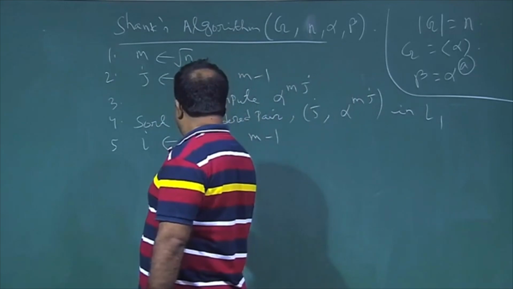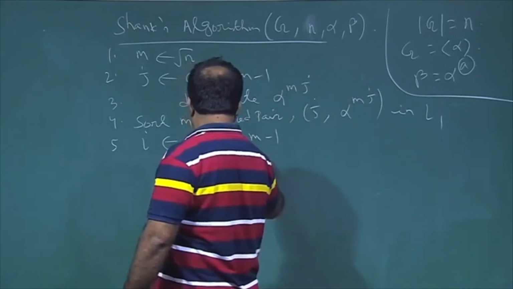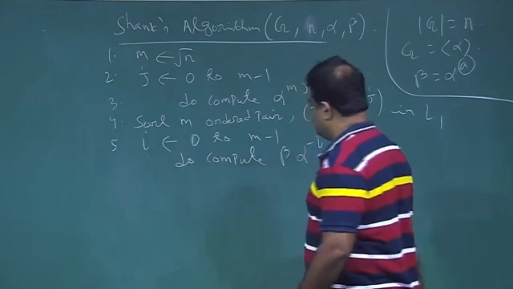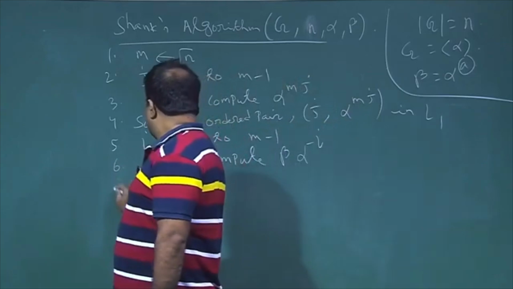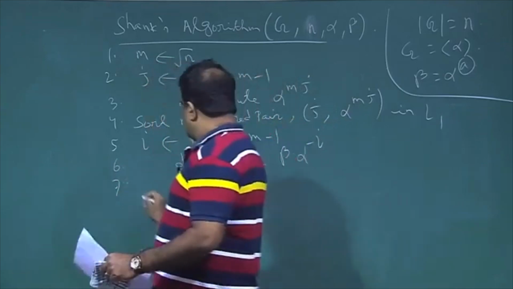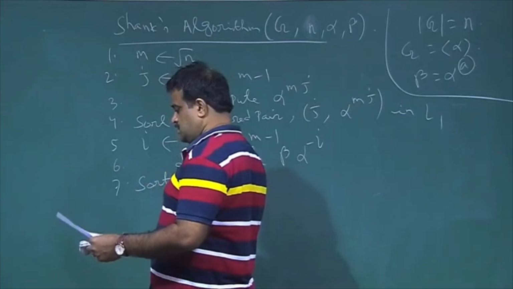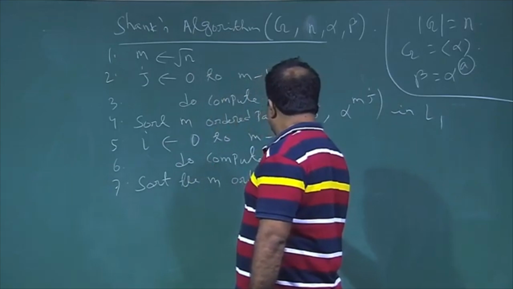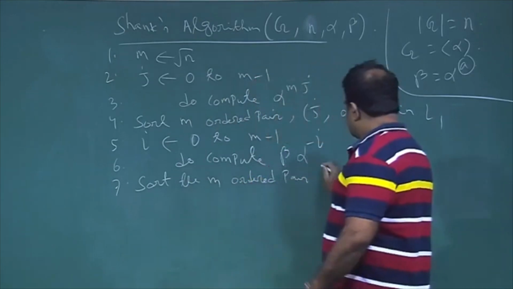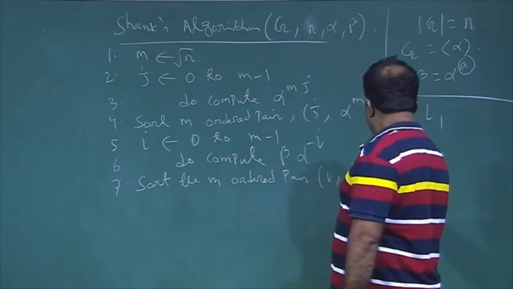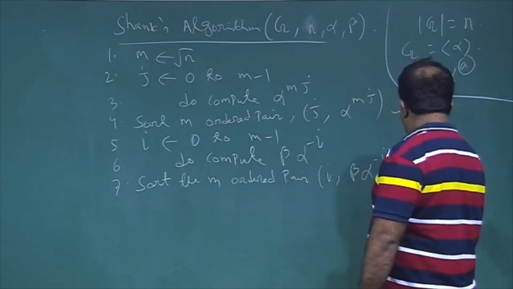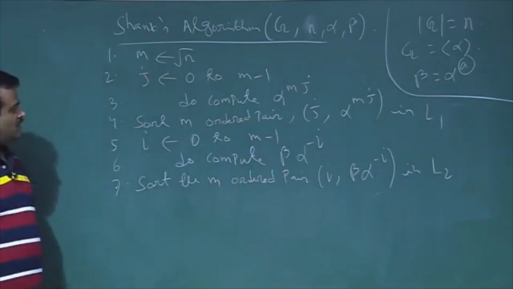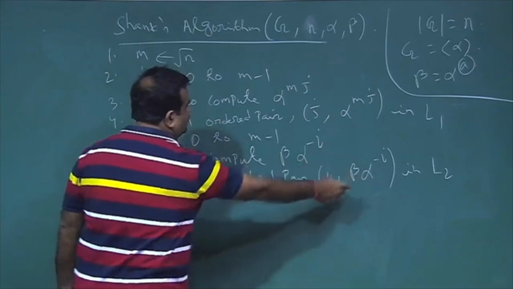We compute this value beta into alpha to the power minus i, and we store this into a list L2 in a sorted way. We sort the m ordered pairs, that is, i comma beta alpha to the power minus i, in L2. Okay. So, we have two ordered pairs. Now, we have two lists where we are sorting this and this.